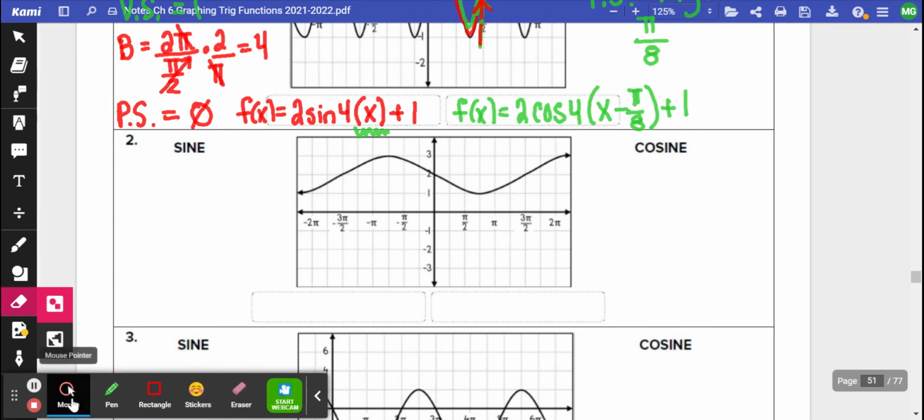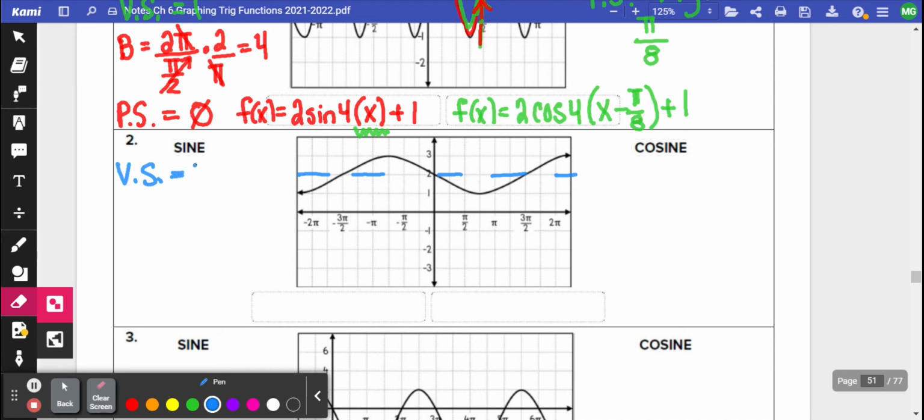Okay, this is obviously a very stretched out curve, like the accordion. So looking at this, we can see our midline very clearly is at 2. So we already know our vertical shift is 2. And we can very easily see that our amplitude is 1. No reason to do calculations for that.